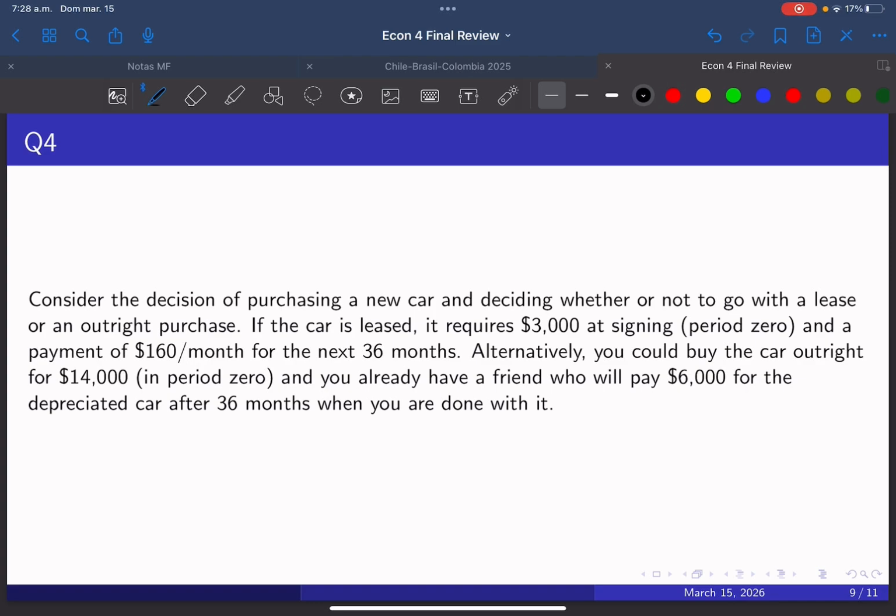So consider the decision of purchasing a new car and deciding whether or not to go with a lease or an outright purchase. If the car is leased, it requires $3,000 at signing, so at period 0 when you buy it, and a payment of $160 a month for the next 36 months. Alternatively, you could buy the car outright for $14,000, so in the period 0, and you already have a friend who you know will pay $6,000 for the used car after 36 months when you're done with it.